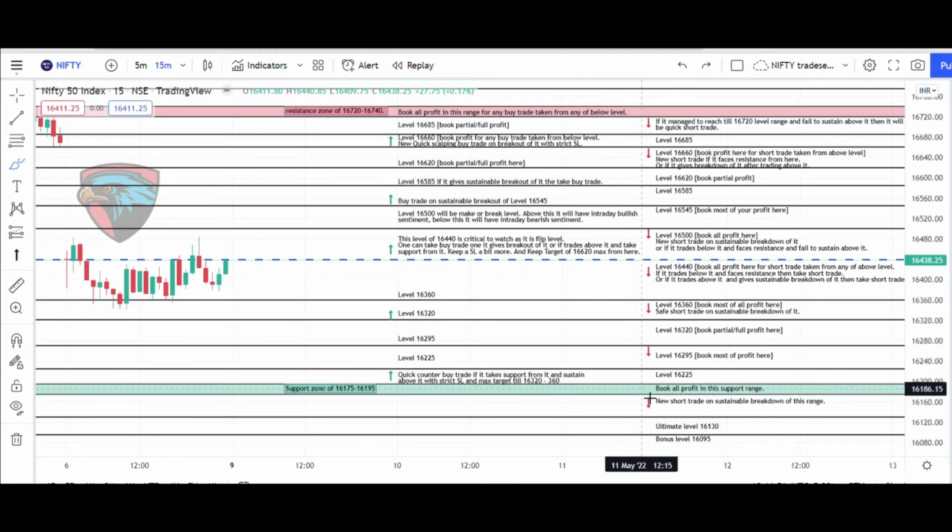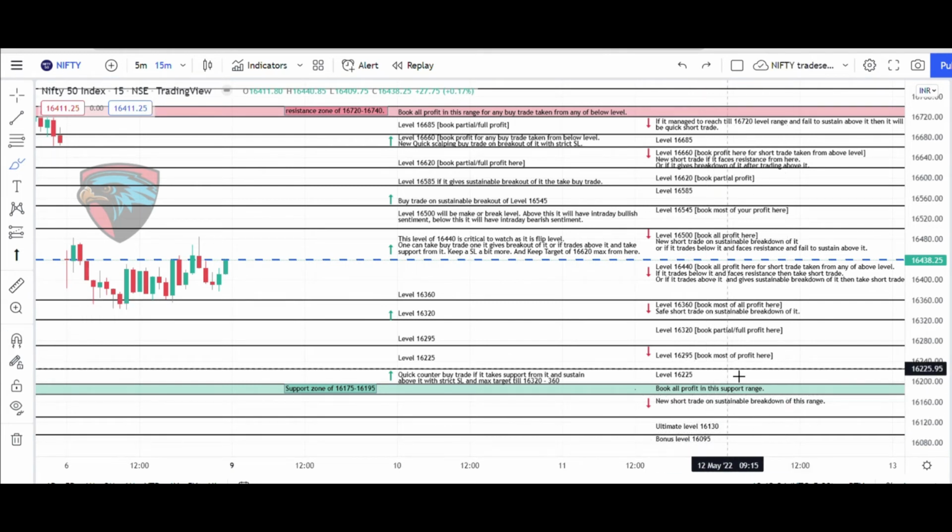So we have to book all the profit once it is coming or touching this range, no matter what happens next. As per our trade setup, we will exit all the position here. And let's say if it is breaking down this support range here, but here the risk reward, same like here, is less for the PE trade. So we will keep small quantity and take the bread and butter trade on this breakdown. We will keep the ultimate target of 130 and then bonus target as 16,095.